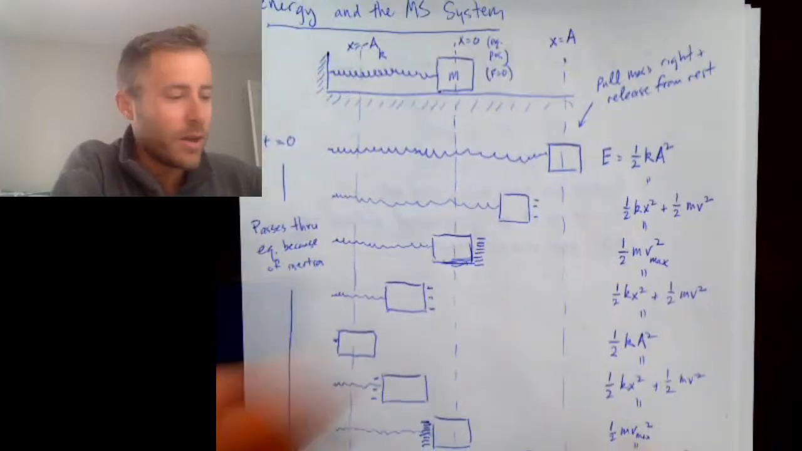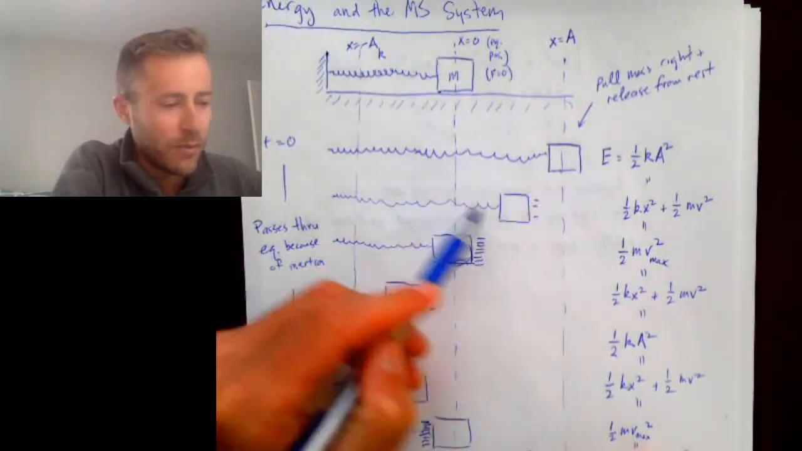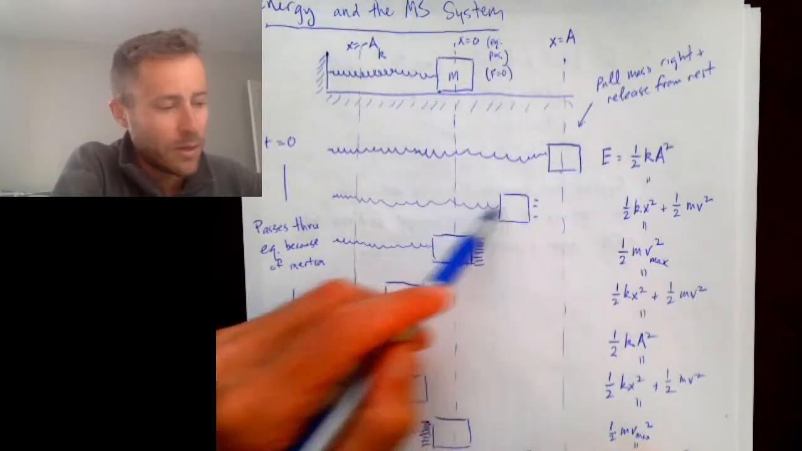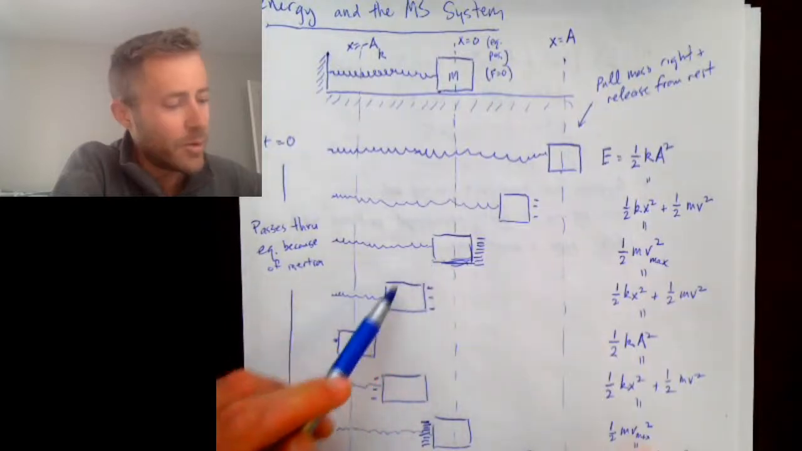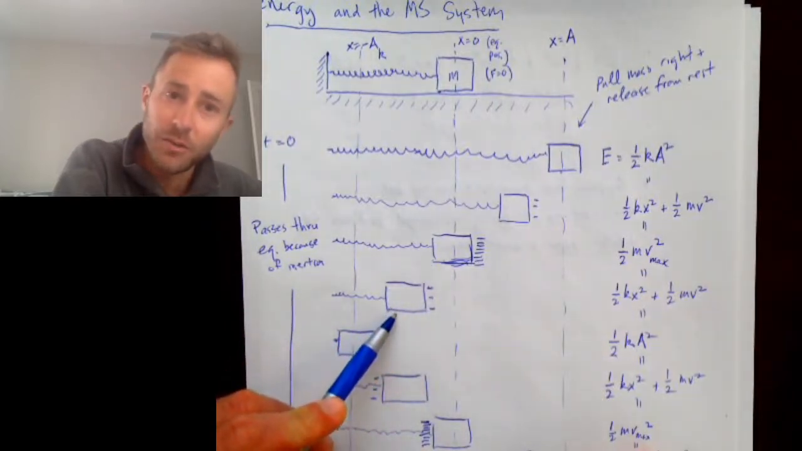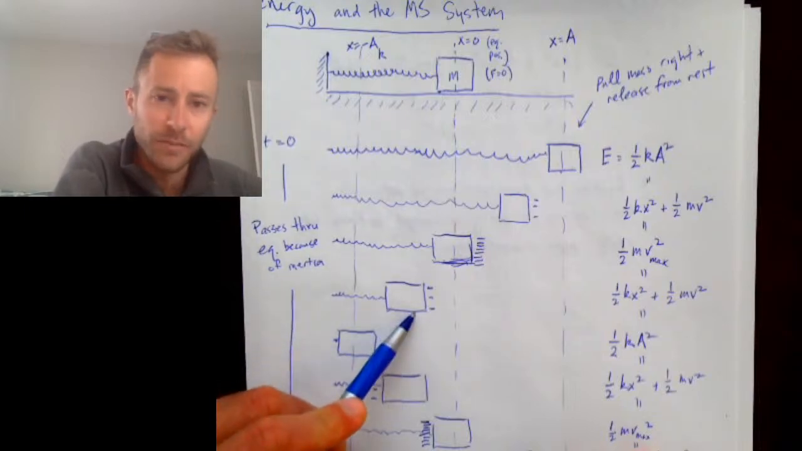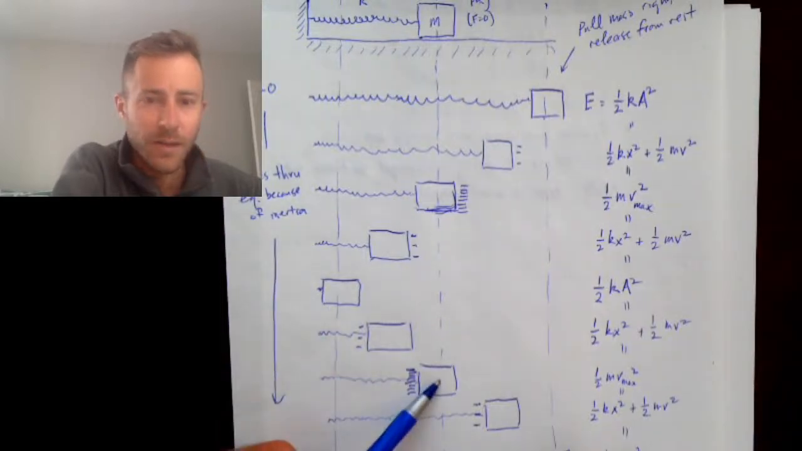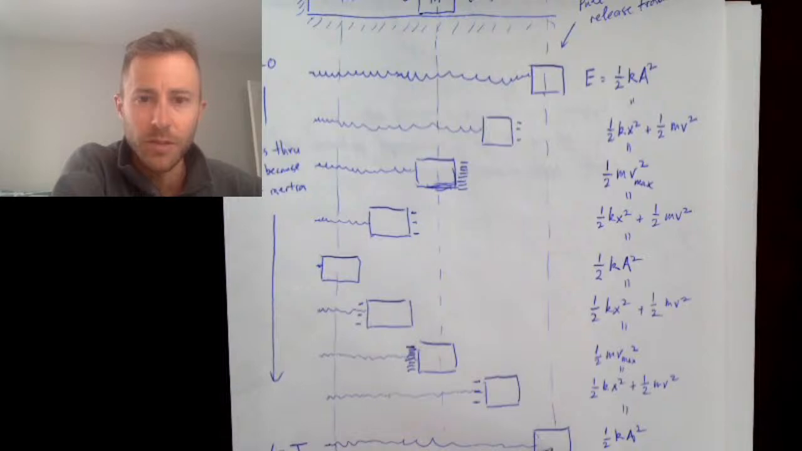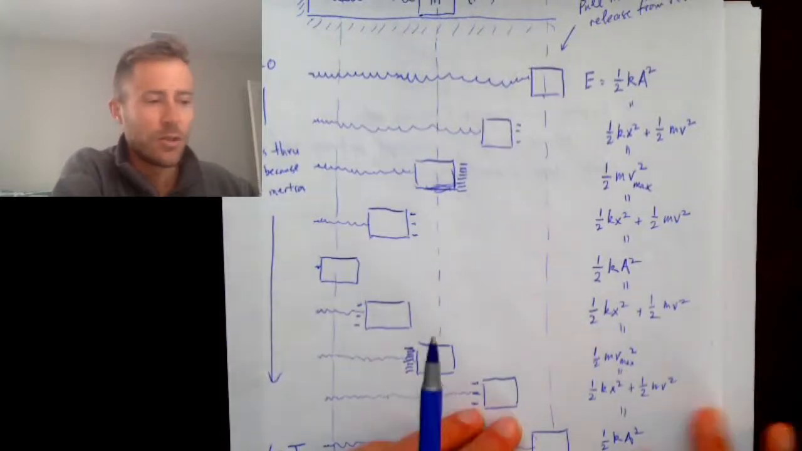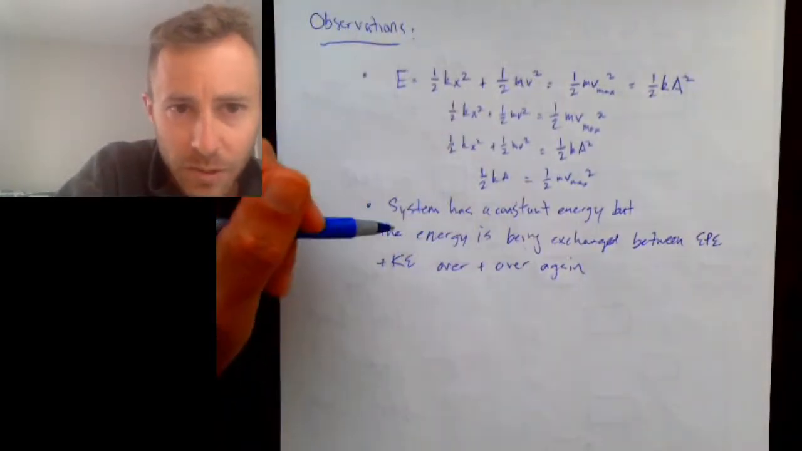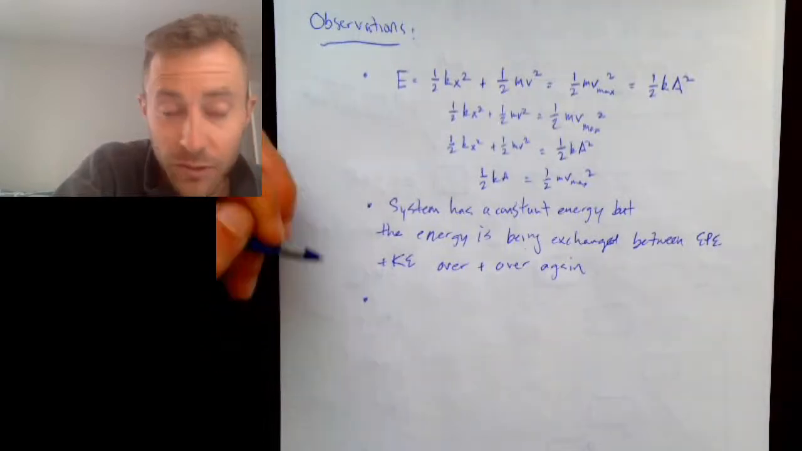Okay? So we can see here we have all potential. Here we have the exchanges happening, so we have some kinetic and some potential. Here we have all kinetic. Here we have the exchange is happening this time in the reverse direction. Kinetic to potential, all potential. Potential to kinetic, all kinetic. Kinetic to potential, all potential. Okay? So the energy is changing from one type to the other, but the total amount is constant.